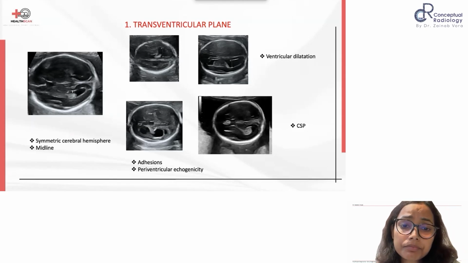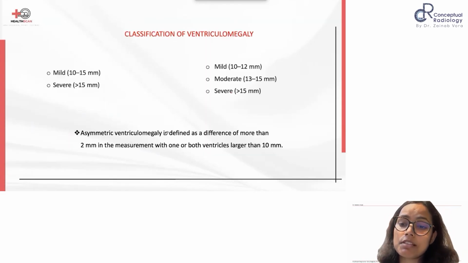And apart from that, when you have seen the ventriculomegaly, what else you are going to see is the adhesions. Is there any adhesions? You can appreciate here the periventricular echogenicity is increased, and there are septae within the lateral ventricle. So this is an adhesion.